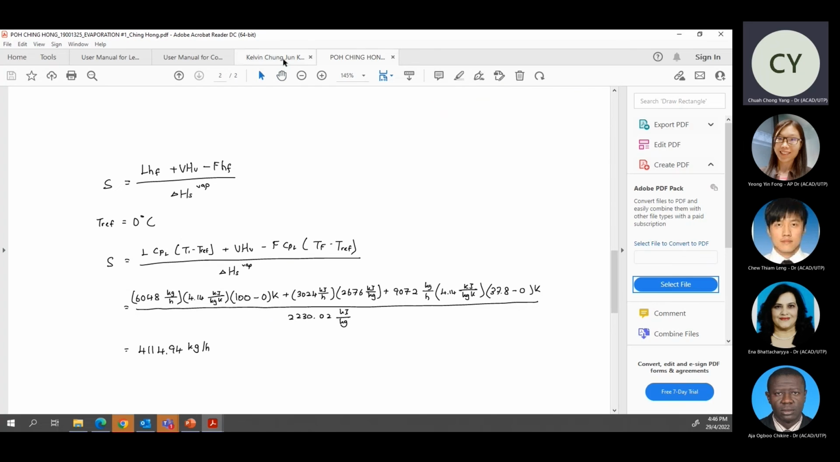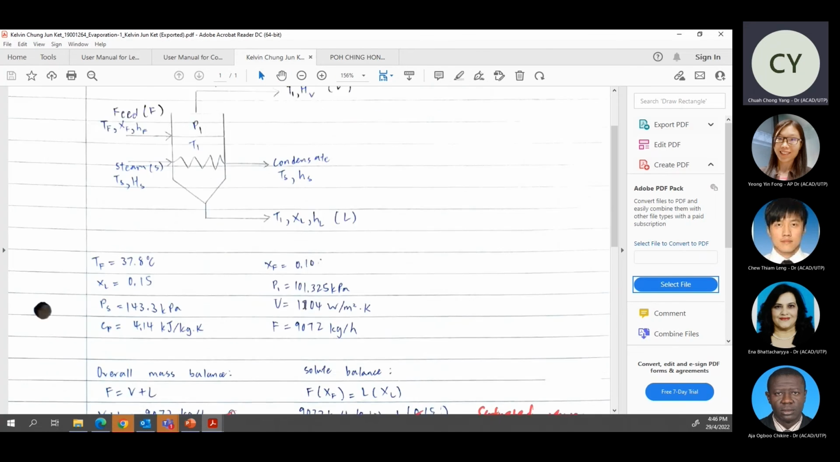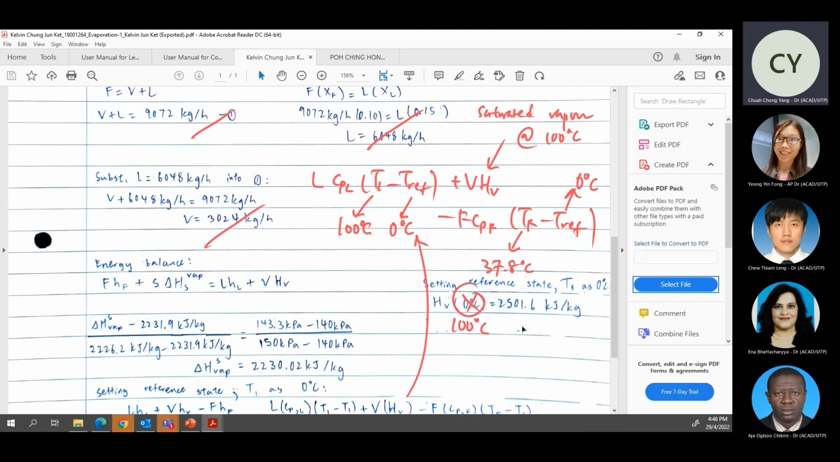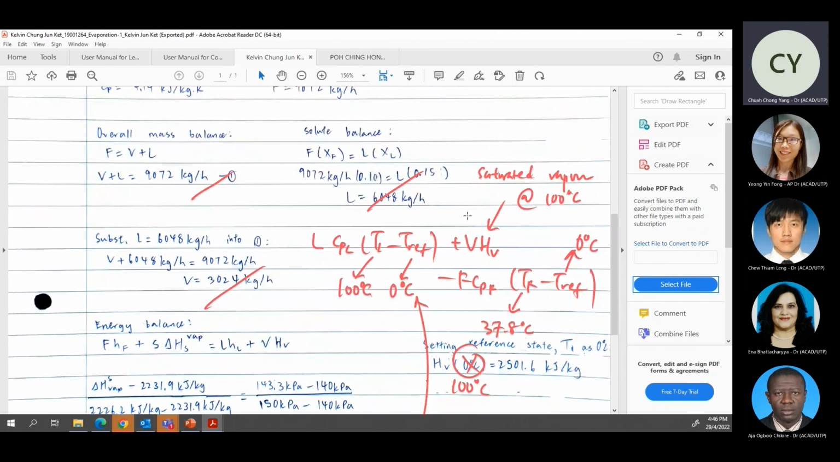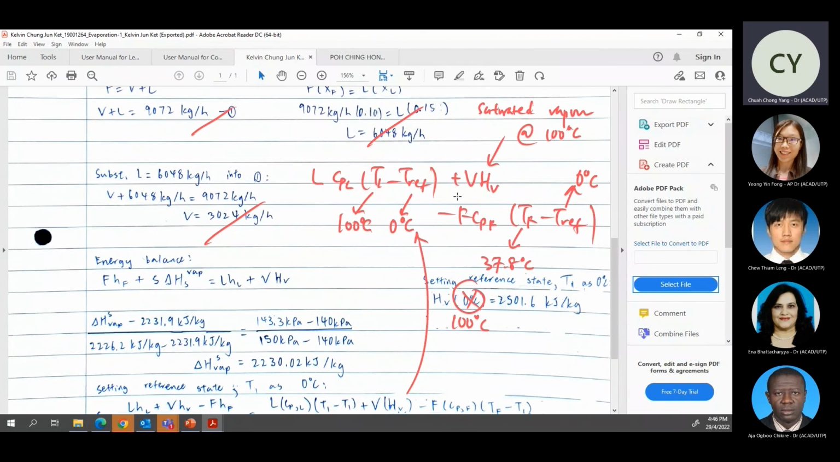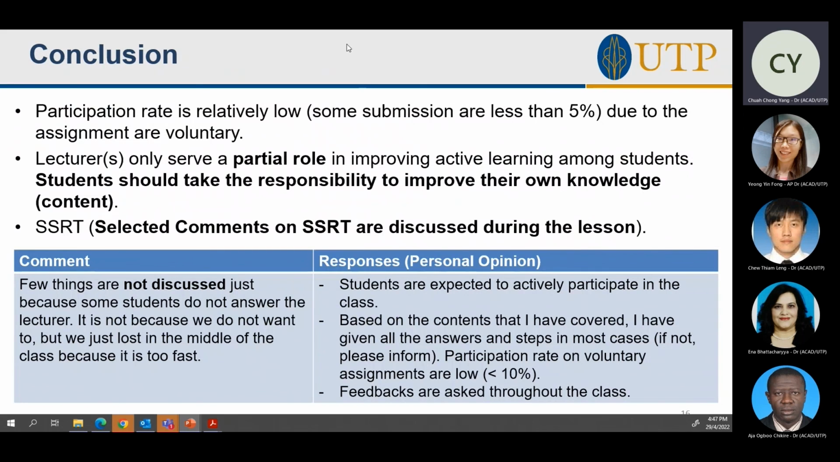For the students who give a wrong answer, I try to point out the error made by the student, and I send the script back to the student so that they know which part is wrong. And at the end of the class, I try to explain some of the SSRT raised by students. So I think that's all for me.